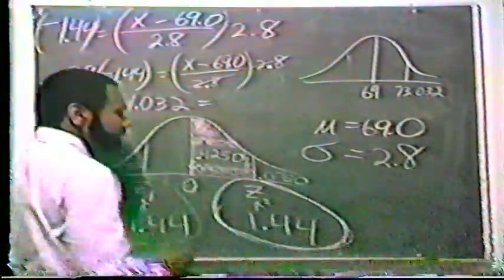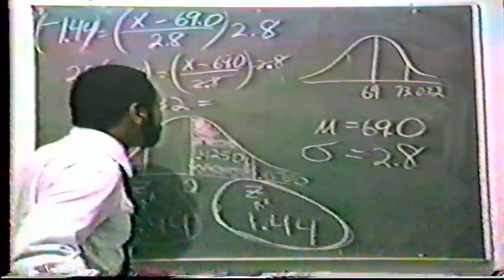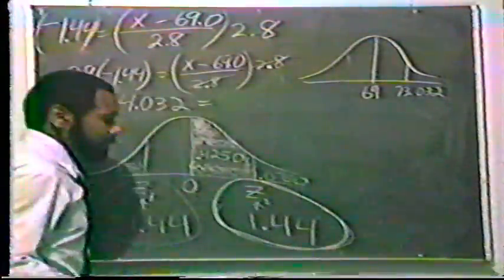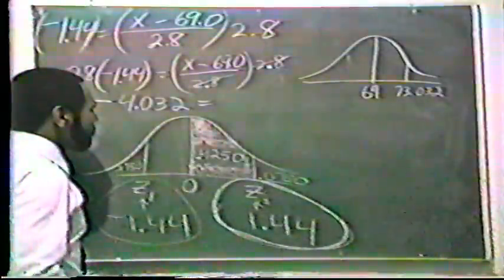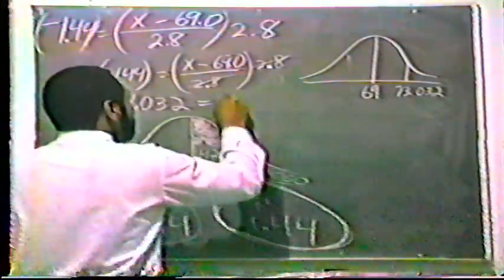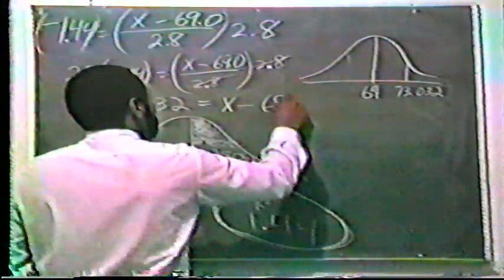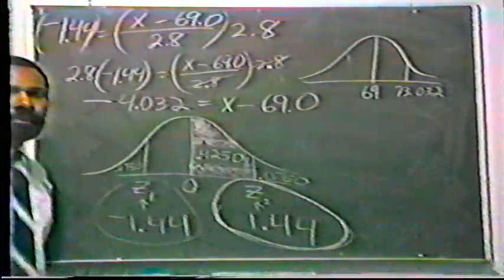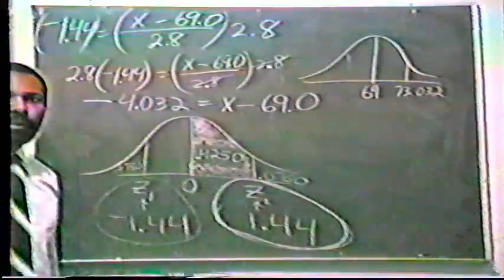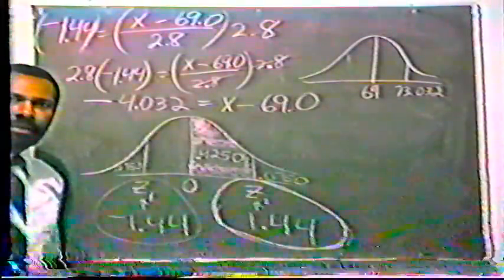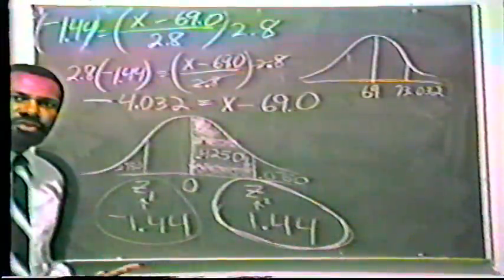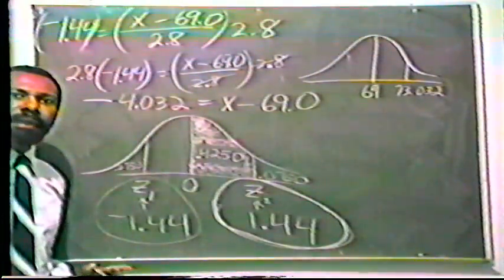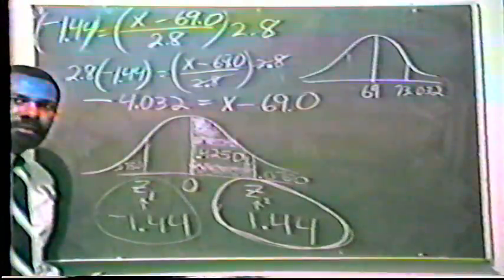4.032. Now, on the right side, as we said, the 2.8's canceled, so we end up with x minus 69.0. Now, we're looking at the right side again, because that's where x is. We're still trying to solve for x. We're trying to get x by itself. That's what we're trying to do.